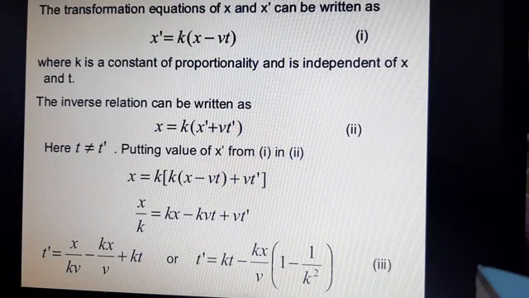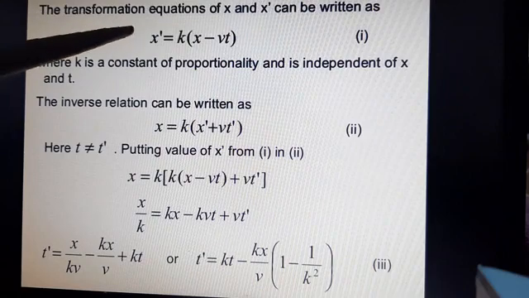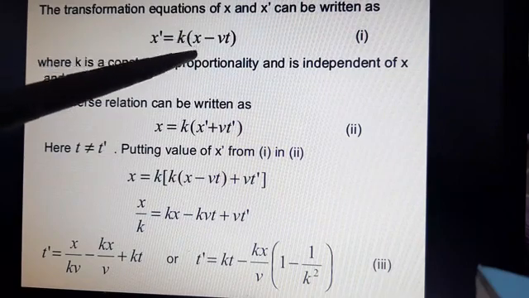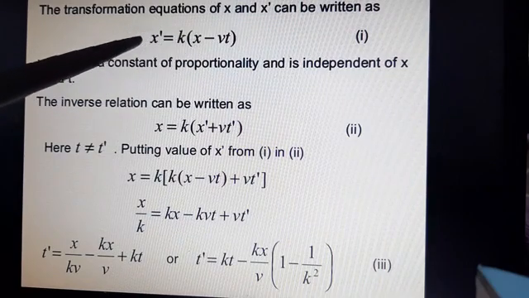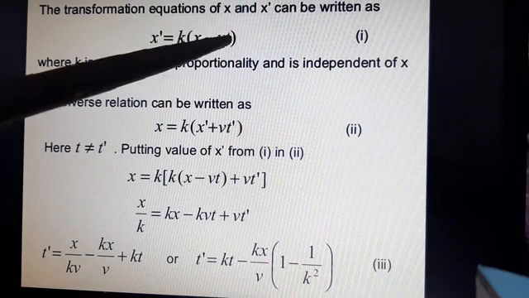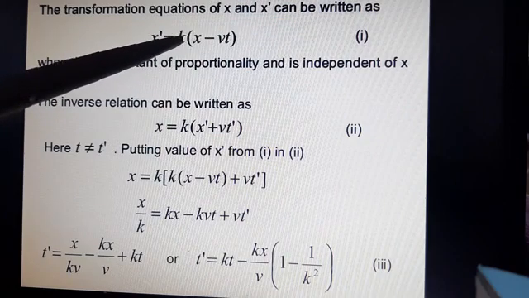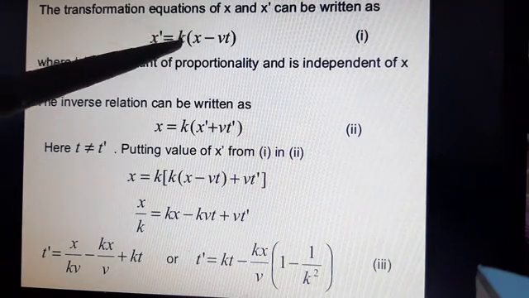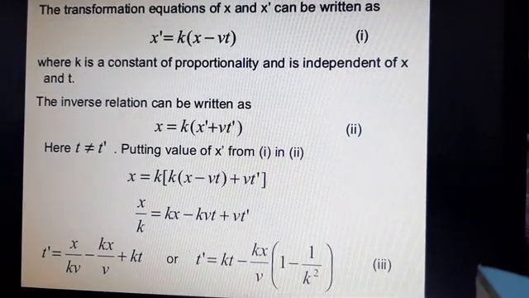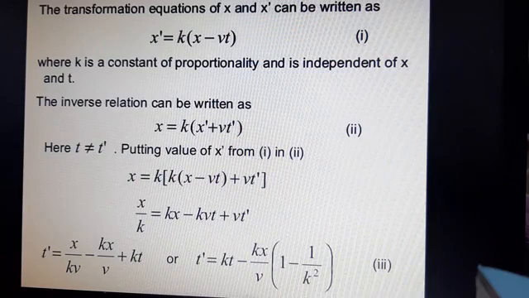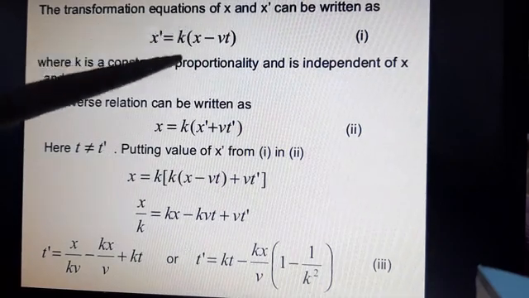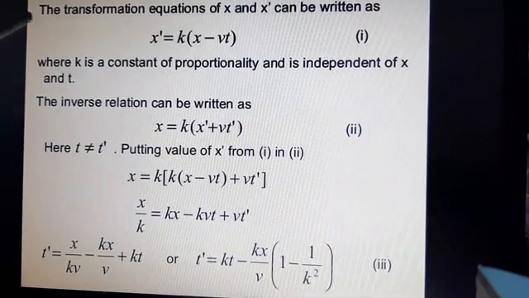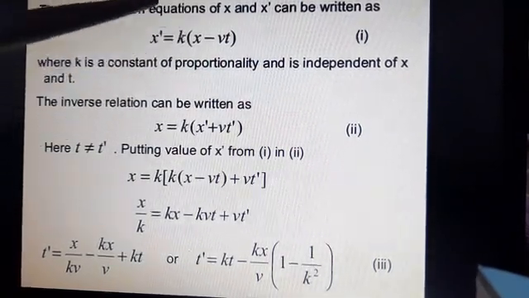The transformation equation of x and x dash can be written as x dash is equal to k into (x minus vt). That is, x dash is a function of x and t, and k is a proportionality constant. This idea came from the equation of Galilean transformation, which we have already studied. Here k is another, new constant. So we have to find the value of this k. What is this k?